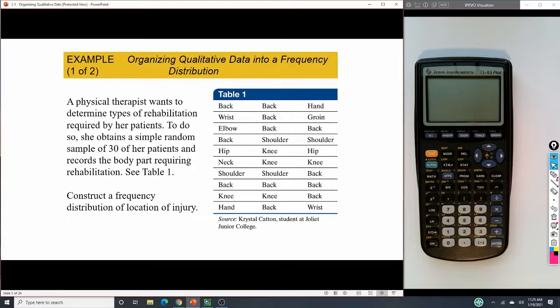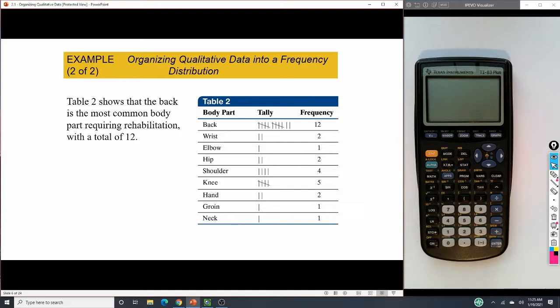So here, for instance, we have our raw data, and we're looking at a physical therapist to determine types of rehabilitation. She samples 30 patients and writes down their type of rehabilitation. So back, wrist, elbow, hip, knee, shoulder, and so forth. She looks at all of those pieces and then constructs a frequency table based on that. So the frequency table would look like this.